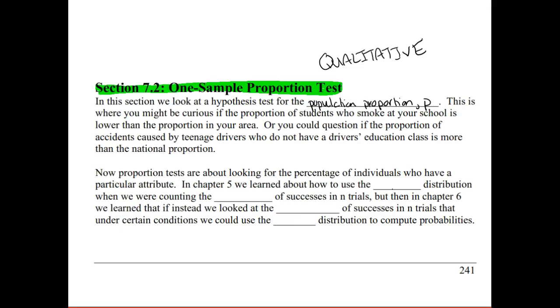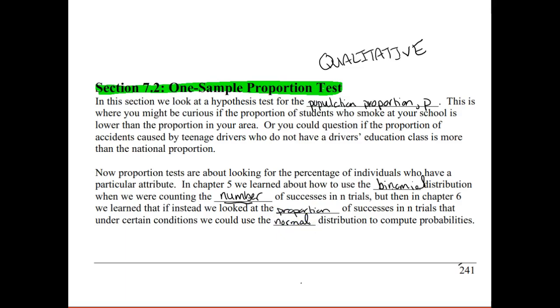So proportion tests are about looking for the percentage of individuals who have a particular attribute or are in a particular category. In Chapter 5, we learned about how to use the binomial distribution when we were counting the number of successes in n trials. But then in Chapter 6, we learned that if instead we looked at the proportion or percentage of successes in n trials, that under certain conditions we could use the normal distribution instead.